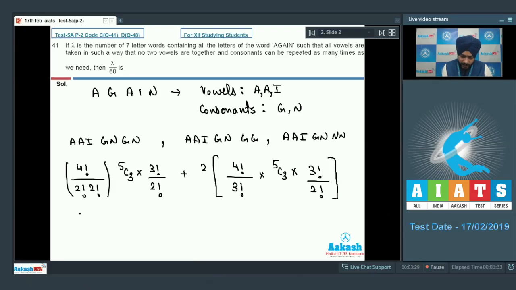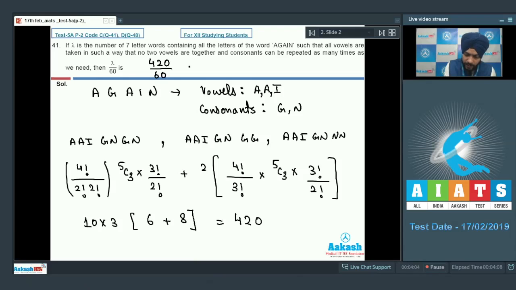So we have 5C3 into 3 factorial by 2 factorial common, that is 10 into 3, 30 is common. Over here I have 4 factorial upon 2 factorial, that is 24 upon 4, that is 6. Over here I have 2 into 4, that is 8. That is 420. So number of total words that can be formed is lambda. What is lambda by 60? 420 by 60. The answer of this question is 7. We have to answer in single integer type. Then 7 is the correct answer.